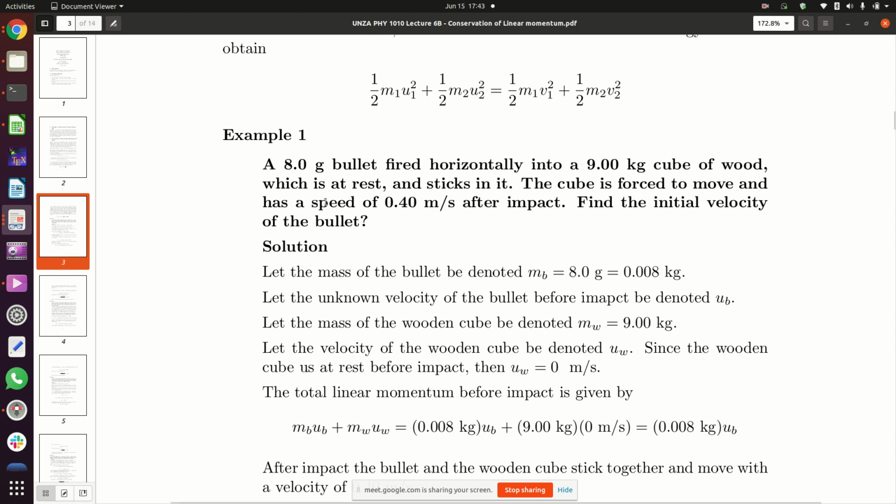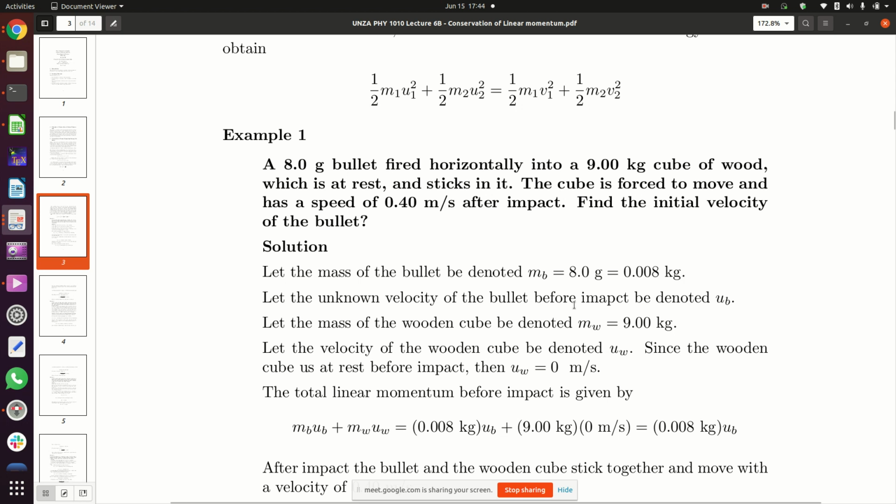So in this case, for the bullet, we denote the mass of the bullet to be mb, which is 8 grams. But again, you do not do calculation in grams, so you have to change your 8 grams into kgs, and that is going to give you 0.008 kgs. Then next, the velocity of the bullet before it strikes the wood, we denote that as ub: u as the initial velocity, then b for the bullet. We do not know what the velocity of the bullet is. That's what you're looking for.